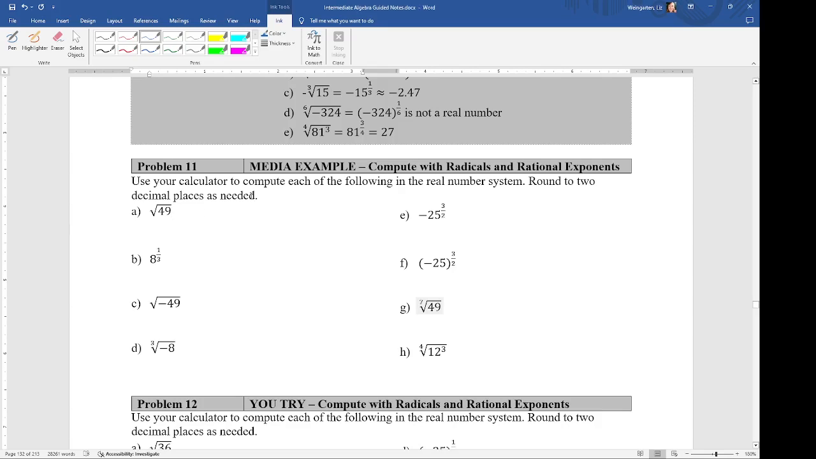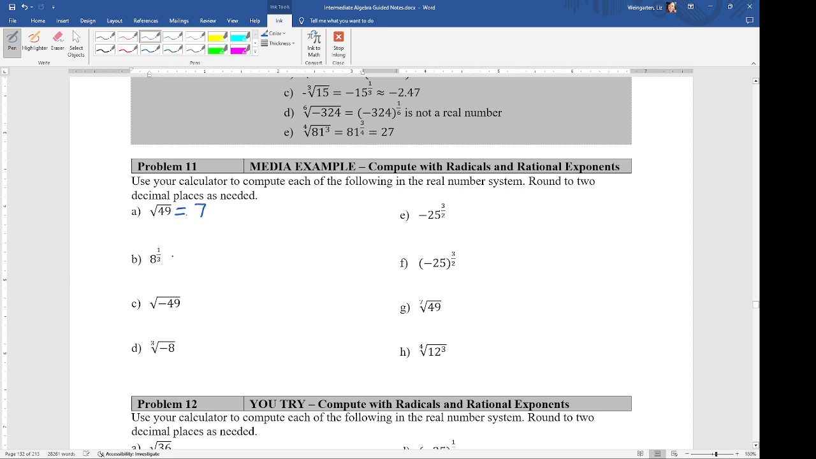In problem 11, we're looking at some more complicated ways to calculate roots. We're going to be looking at square roots and cubed roots, and seventh roots and fourth roots. So what we're going to do is take the square root of 49, which we should probably be able to do in our heads, but if you want to use your calculator, you can. Square root of 49 is a nice perfect square, and it gives us 7.